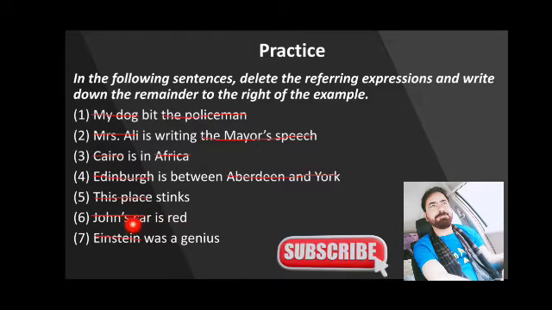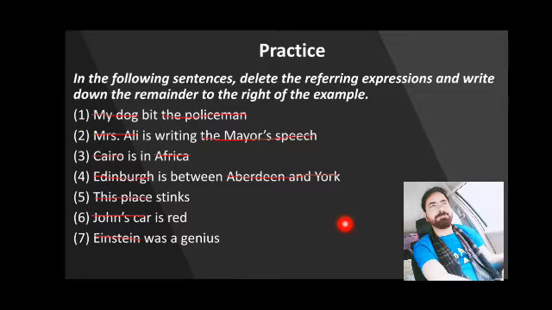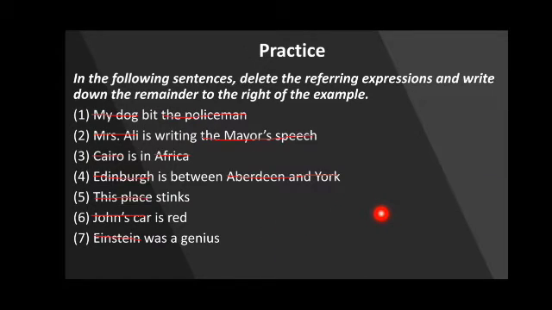And Einstein was a genius. So Einstein is a referring expression, while was a genius is not a referring expression. So the remainders are called predicates in semantics. So here you have learned what a referring expression is and what a predicate is in semantics. We will practice more on the coming slides.